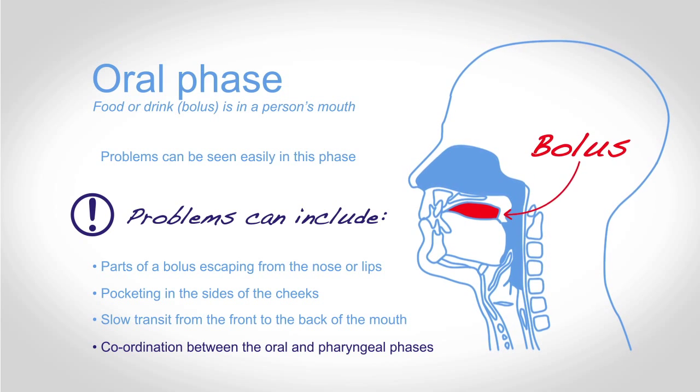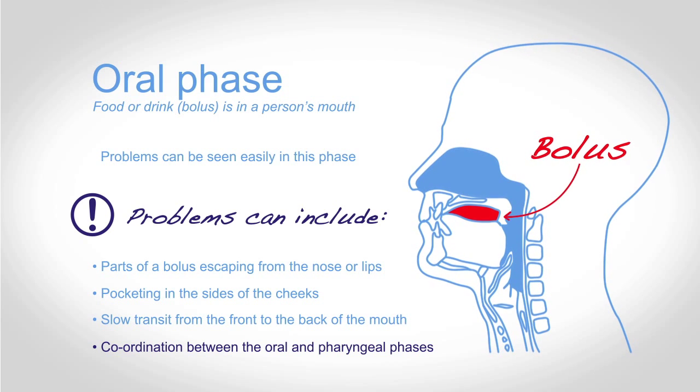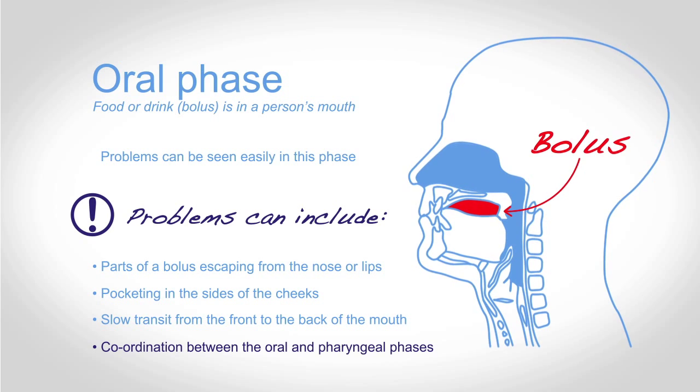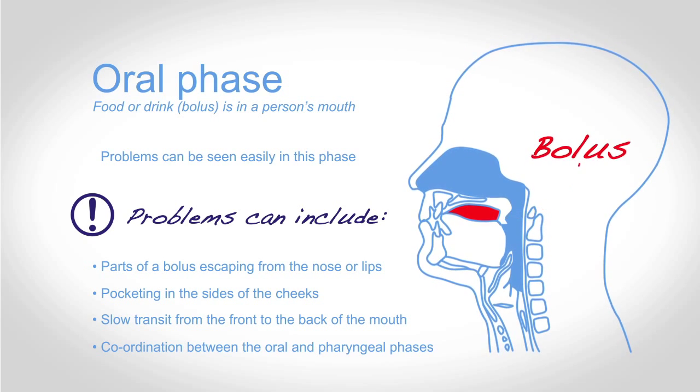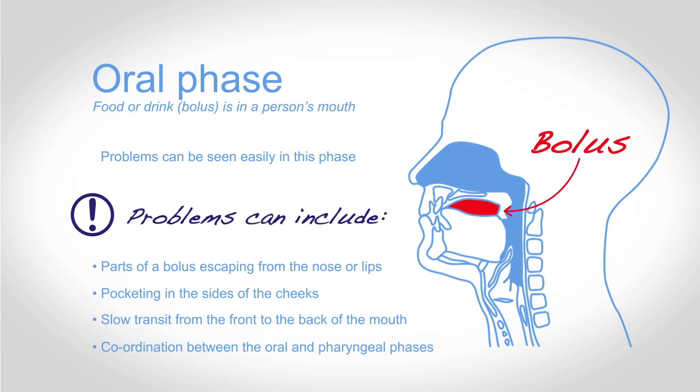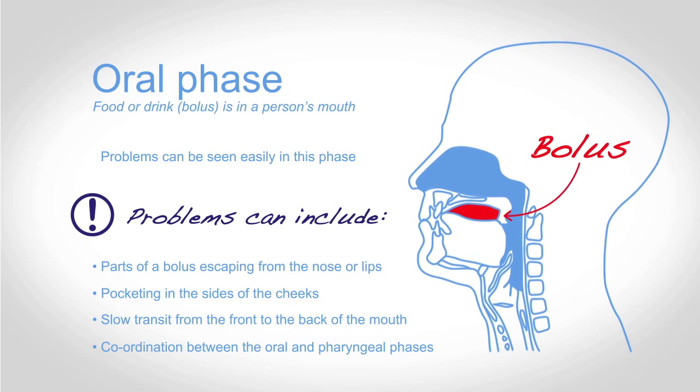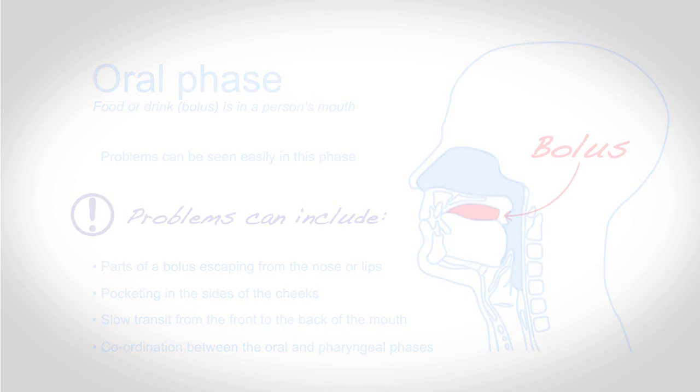There can also be difficulties in coordination between the oral and the pharyngeal phases, where some of the bolus can fall into the pharynx prior to the next stage of the swallow being triggered. This can cause food or drink to enter the airway before the swallow occurs.